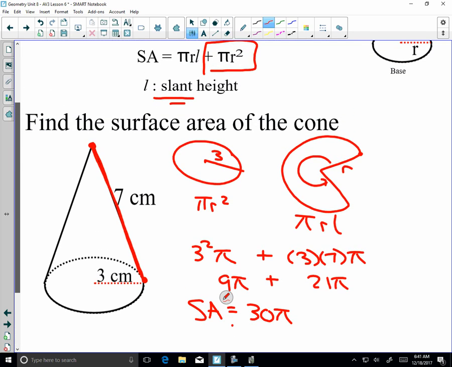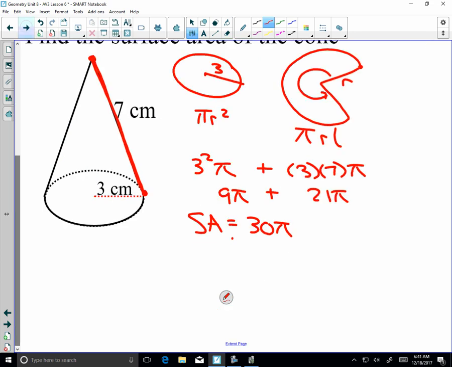Okay, the importance there, once again, since we don't have a degree measure, we're using pi times RL, radius times the slant height, and using that for our area of the sector, and then we have the area of the circle on the bottom.